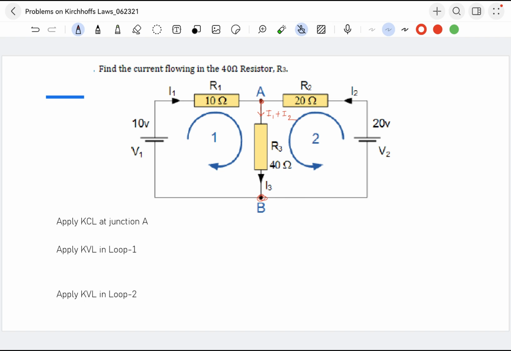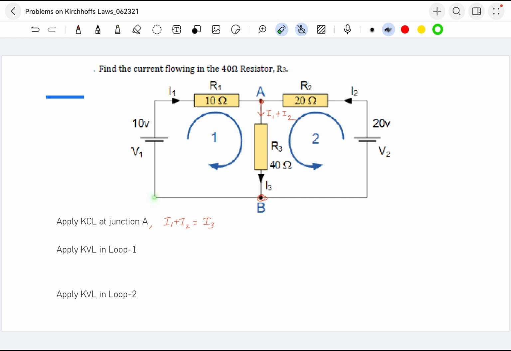So at the junction A, what is happening? I1 plus I2 equal to I3. This is happening. Okay, that's good. Come on, let's apply the Kirchhoff voltage law in the loop 1. So this is our loop 1.